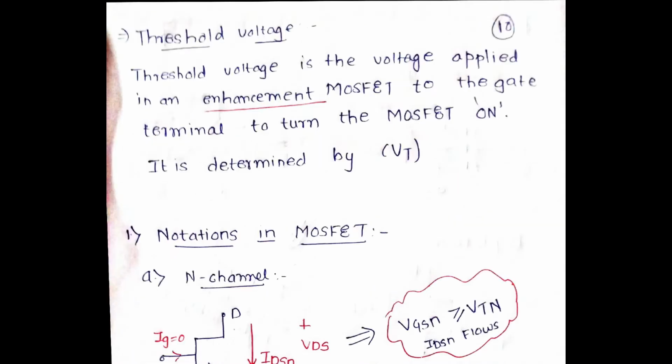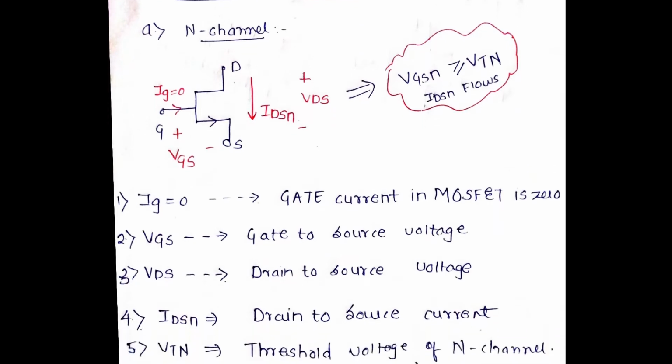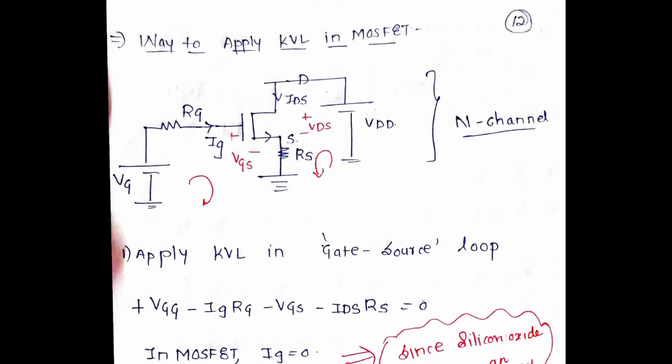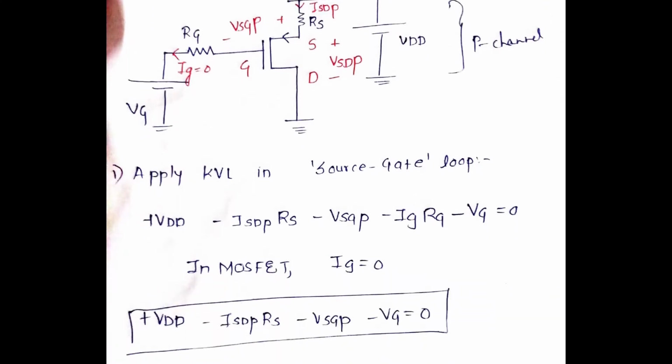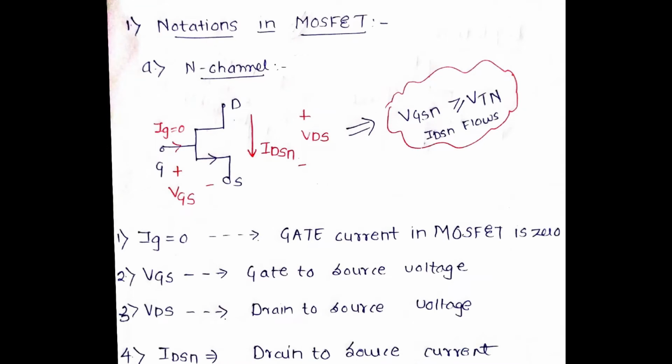I hope I am very clear with this and you should understand this very well. So you should know the notations for an N-channel MOSFET, for a P-channel MOSFET, the way to apply KVL in an N-channel MOSFET and the way to apply KVL in a P-channel MOSFET. You have to be very clear with this. I hope you are understanding it. You have to be extremely clear with this. So try to understand it.